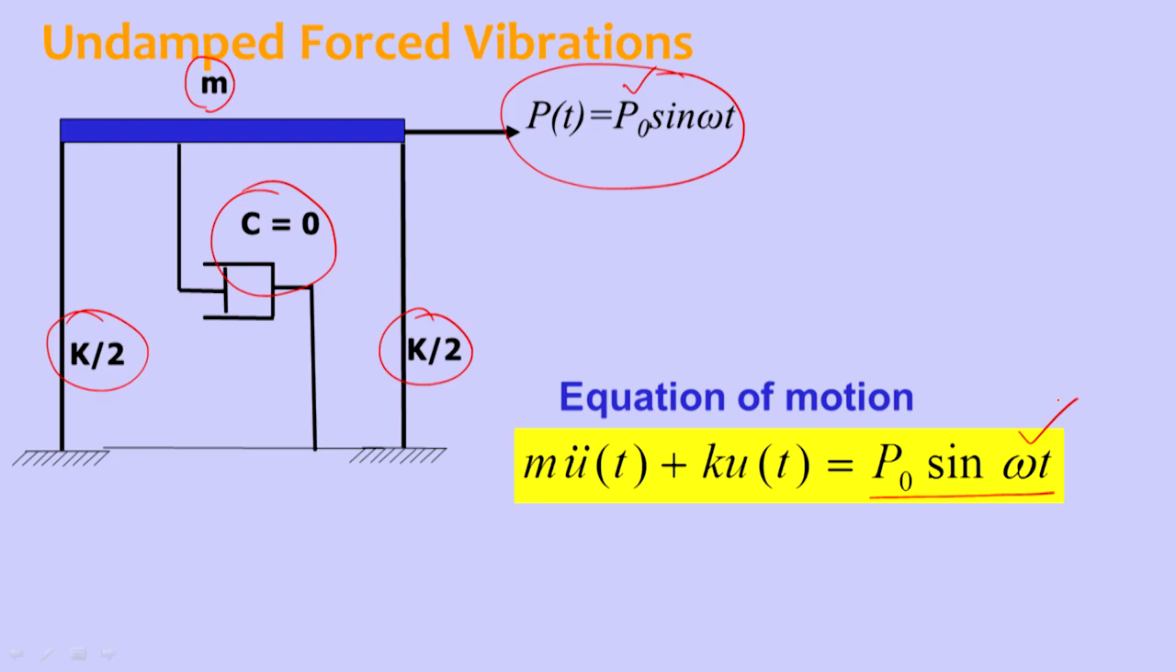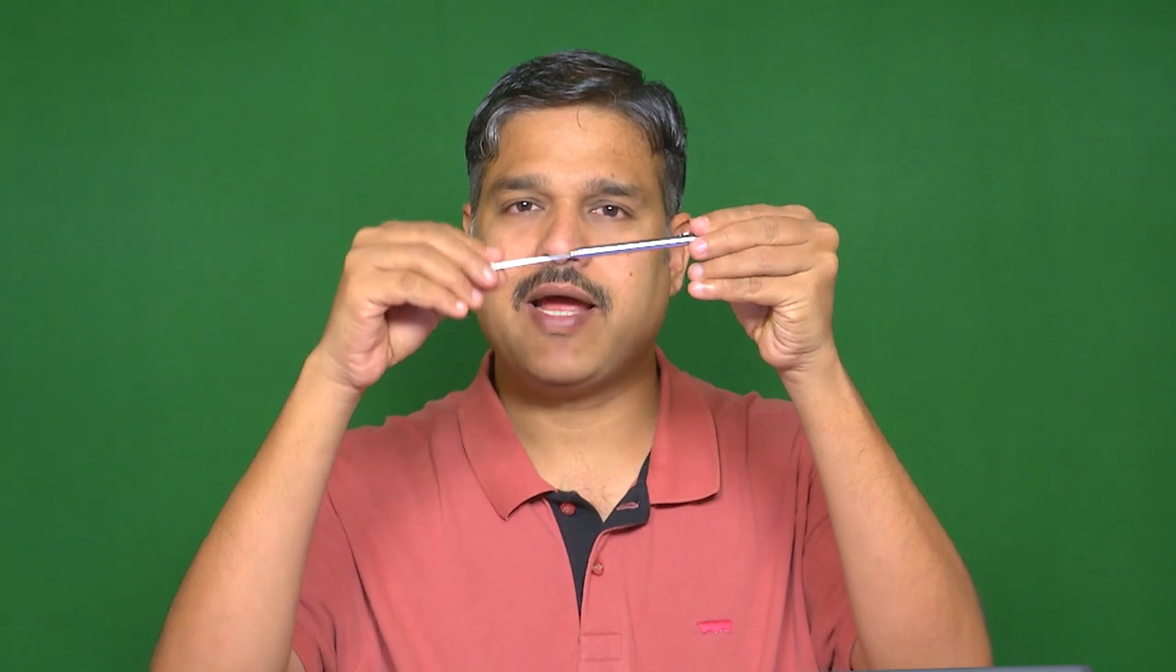Natural frequency is a system property which depends on the mass of the structure and the stiffness of the structure. Forcing frequency is the frequency at which force is getting applied. So, what is going to happen if the force is dynamic and it is acting?